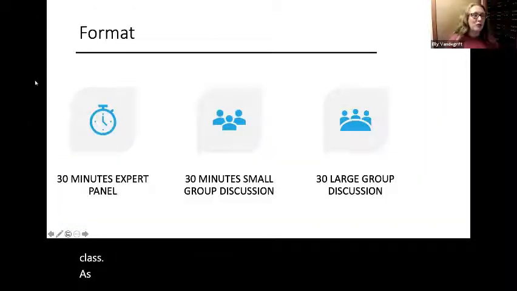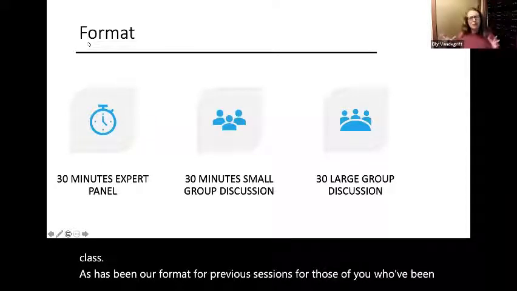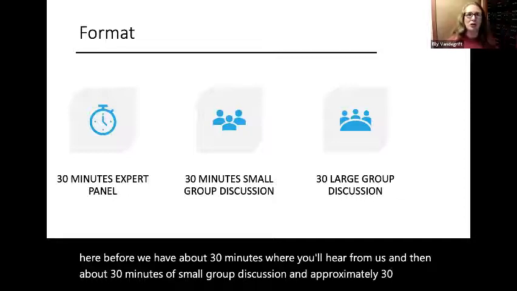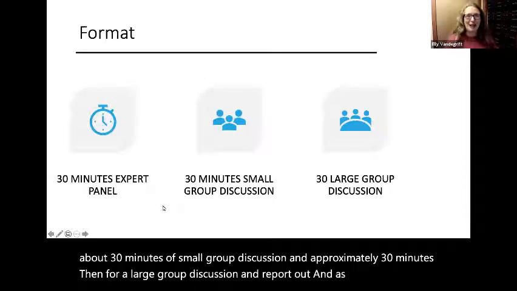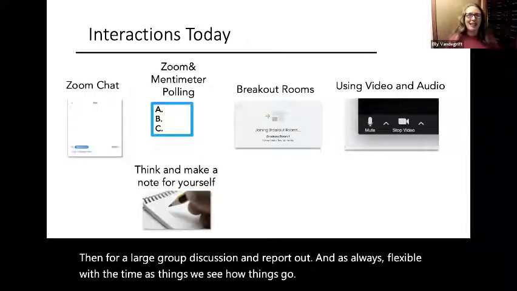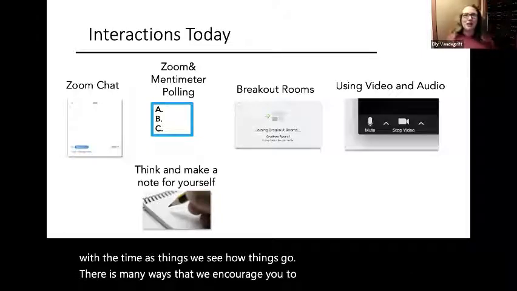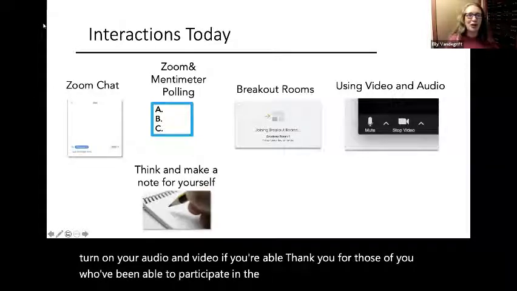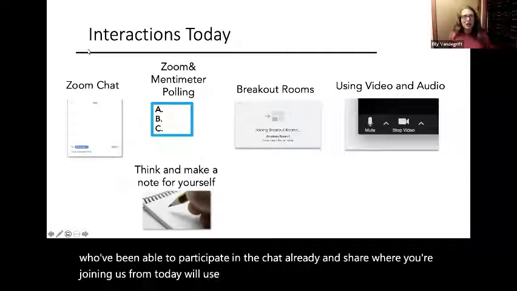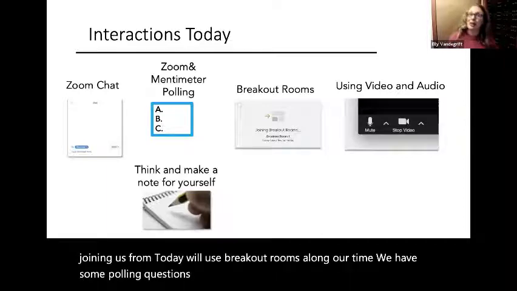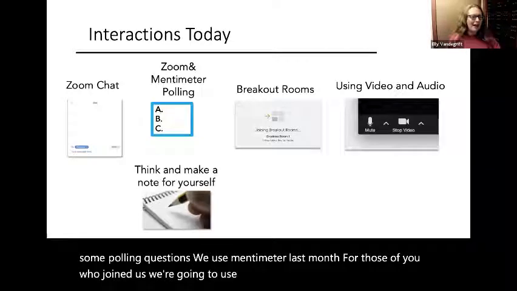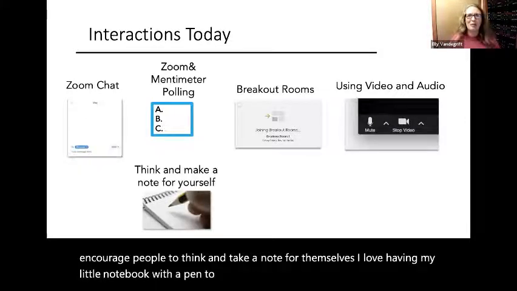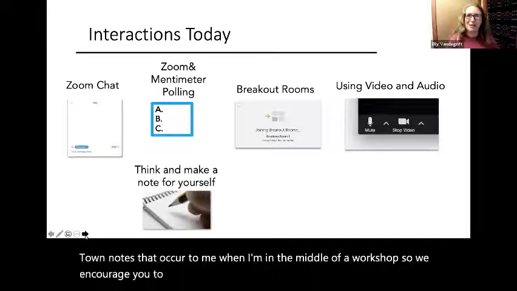As has been our format for previous sessions, we have about 30 minutes where you'll hear from us, and then about 30 minutes of small group discussion, and approximately 30 minutes then for a large group discussion and report out. And as always, flexible with the time as we see how things go. There are many ways that we encourage you to interact today. The first is to turn on your audio and video if you're able. Thank you for those of you who've been able to participate in the chat already and share where you're joining us from today. We'll use breakout rooms along our time. We have some polling questions. We used Mentimeter last month. For those of you who joined us, we're going to use Mentimeter again. And then I always encourage people to think and take a note for themselves. I love having my little notebook with a pen to write down notes that occur to me when I'm in the middle of a workshop. So we encourage you to do the same, take some notes.